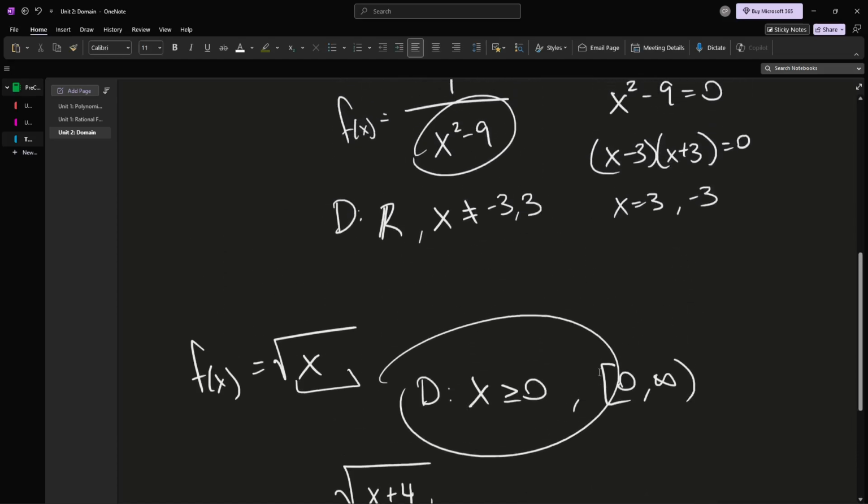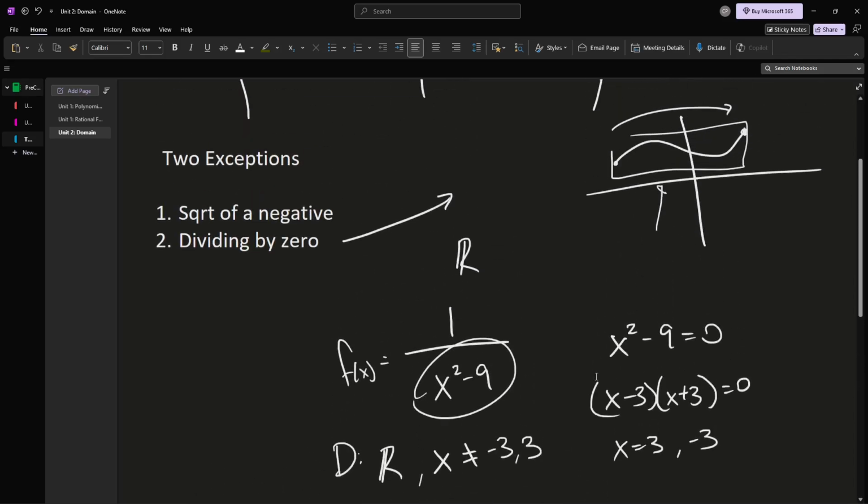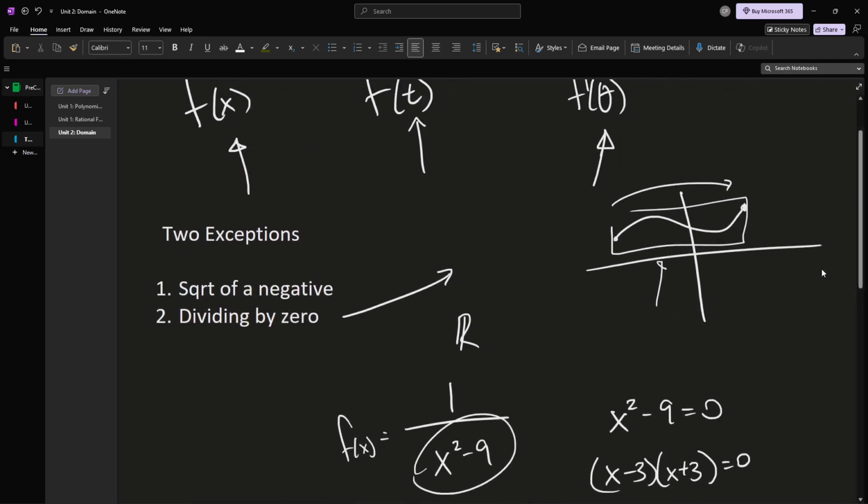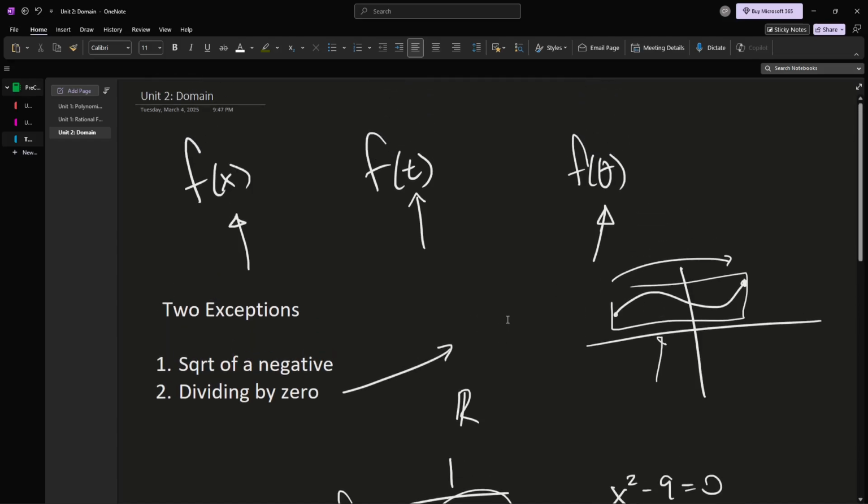Very quick video. These are the two rules I have for domain, plus the graphing stuff. If you have questions on the graph, feel free to email me. But I had a request to make a video on domain, so here's your video on domain.